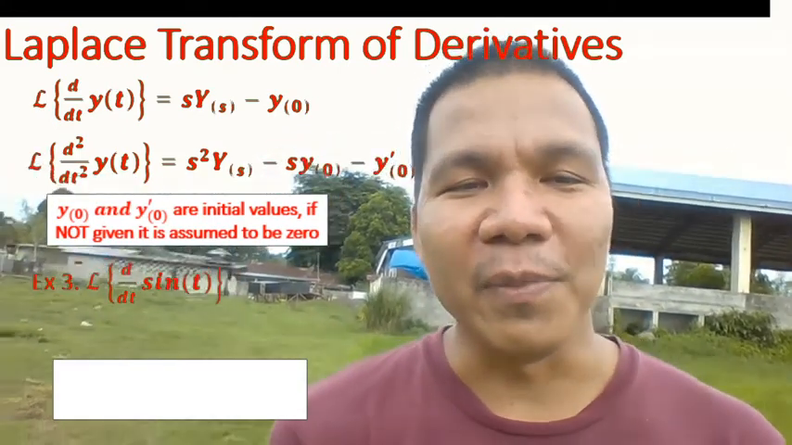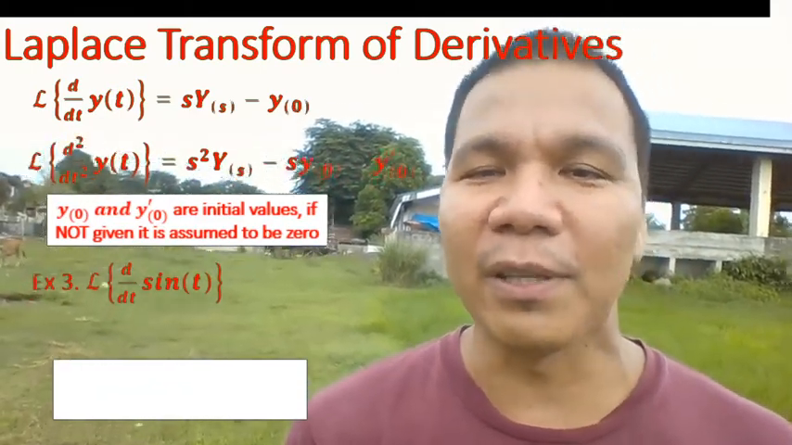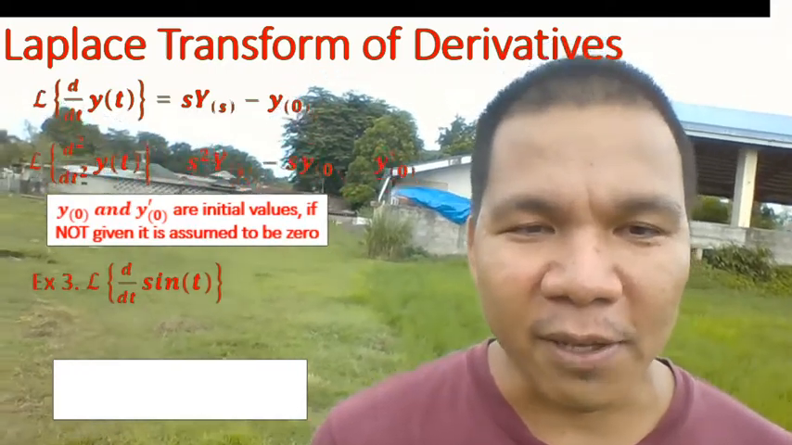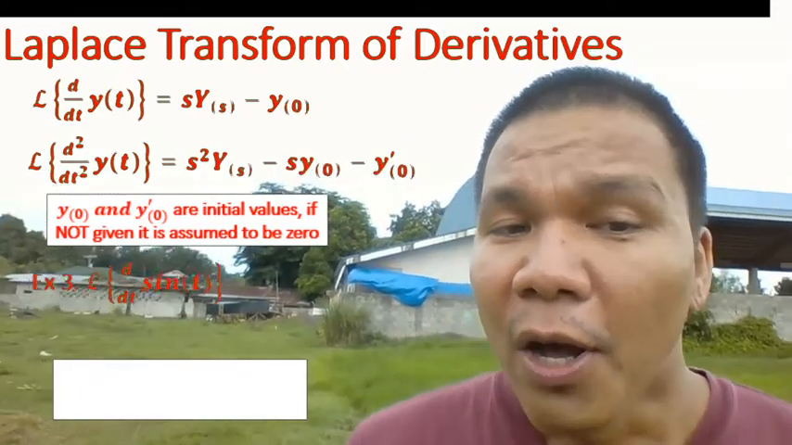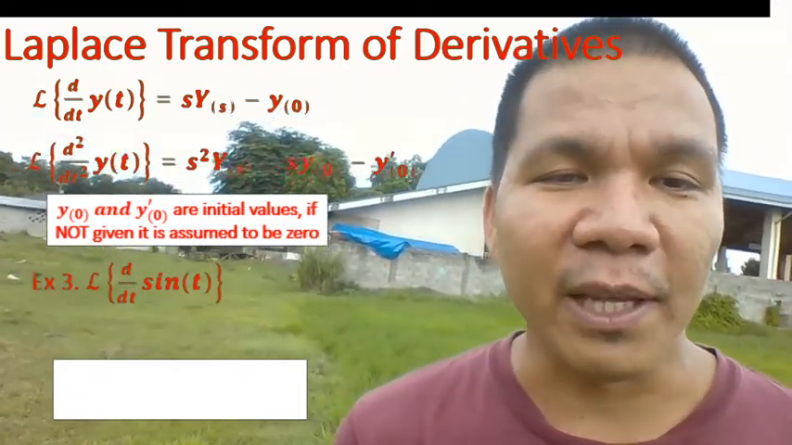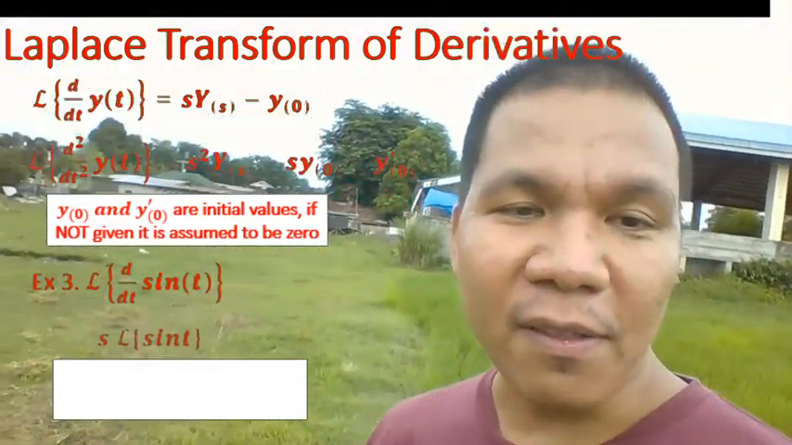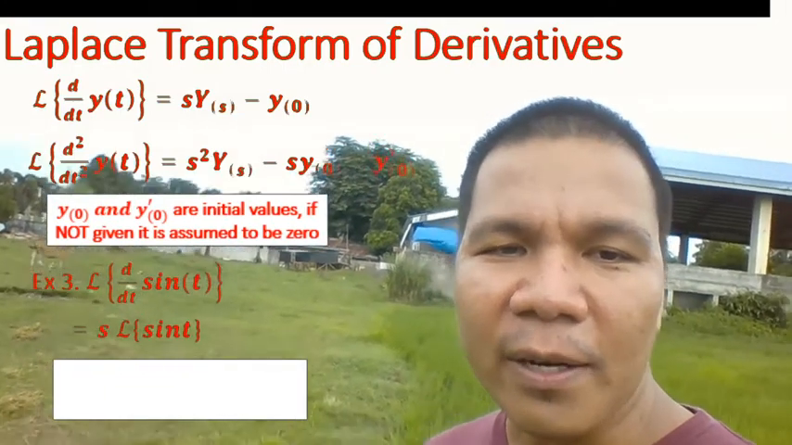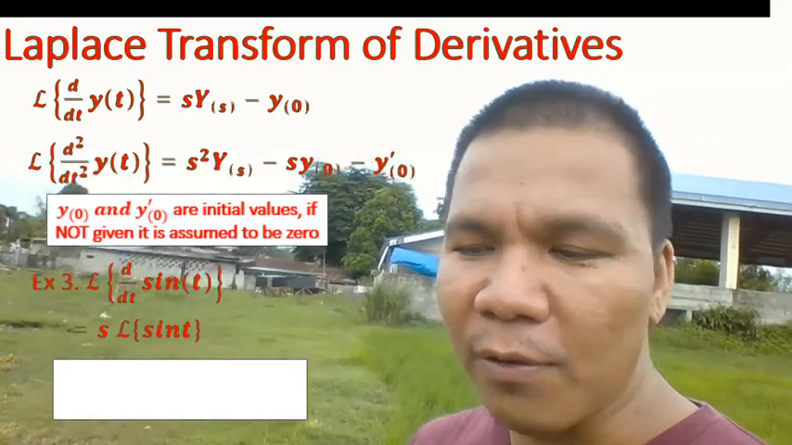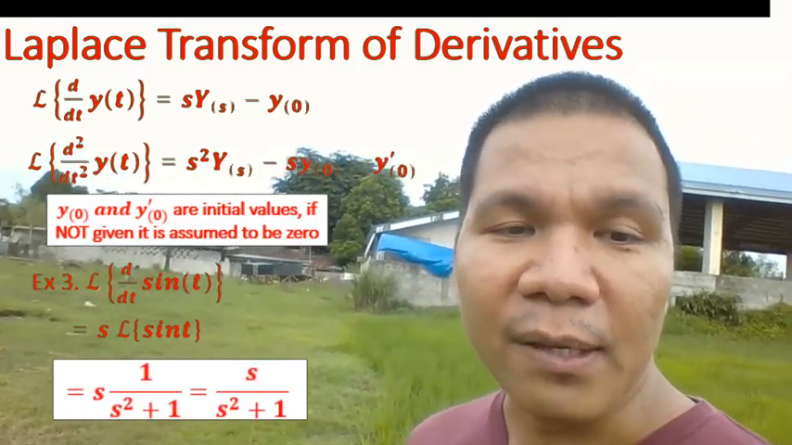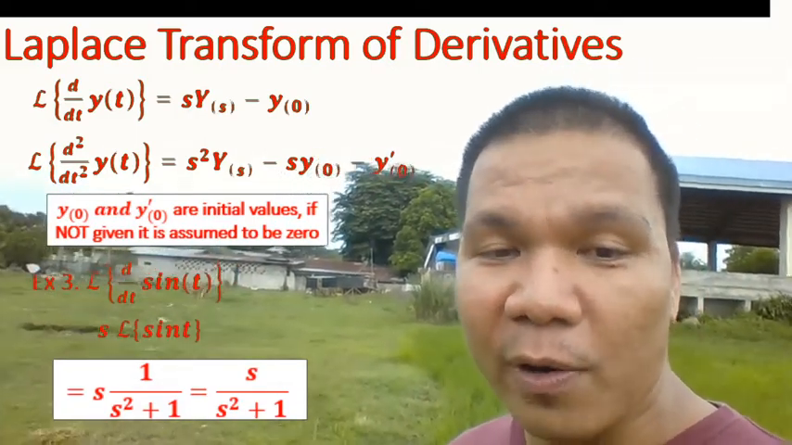But in this case, we will be using the property of Laplace transform. Actually, the Laplace transform of derivatives is a continuation of the properties of Laplace transform. Since this is the first derivative, we are going to multiply s to the Laplace transform of sine, and we know that the Laplace transform of sine is 1 all over s squared plus 1, multiplied by s. That becomes s all over s squared plus 1.